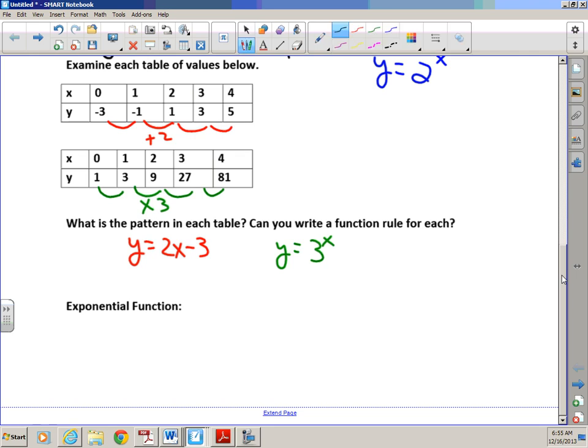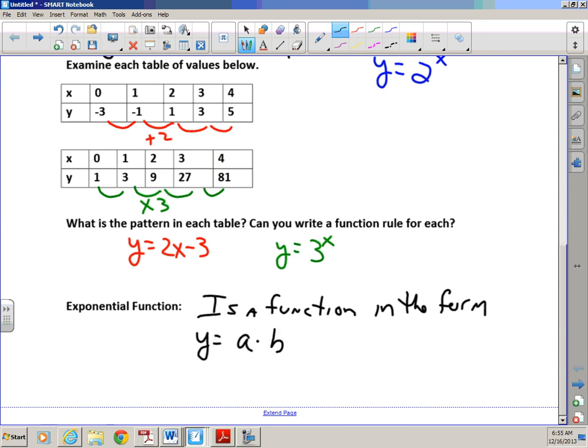Right. What we've just seen here is what is called an exponential function. And an exponential function is defined as a function in the form y equals a times b to some power, where a doesn't equal 0, otherwise we don't have anything. B is greater than 0. B doesn't equal 1, otherwise there's no impact to it. And x is a real number.